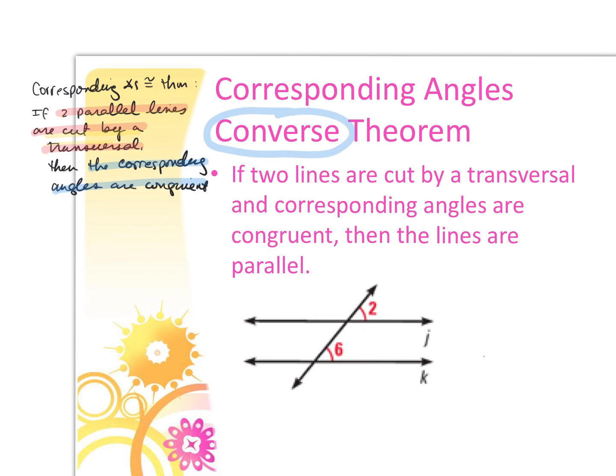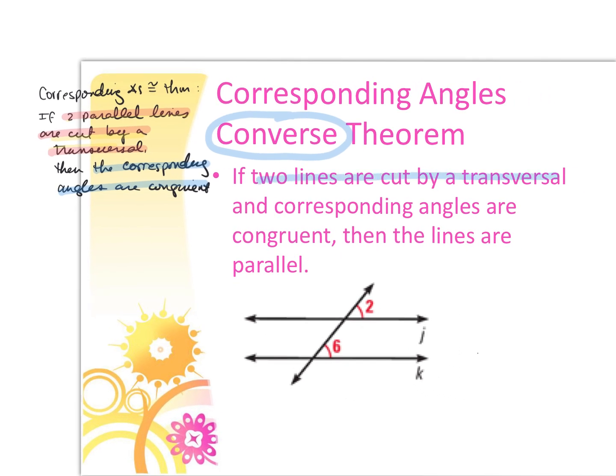It basically says that if two lines are cut by a transversal and the corresponding angles are congruent, then the lines are parallel. Notice that you're not given the parallel part. The parallel part is actually the conclusion that you drew. So they basically flipped the original corresponding angles theorem. They did the converse. They said if Q, then P. So if the corresponding angles are congruent, then the lines are parallel. And so it's the converse of it.